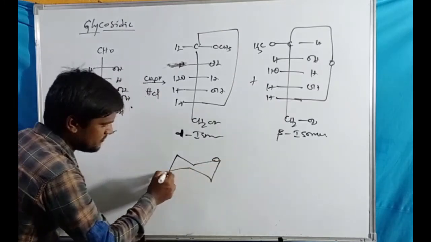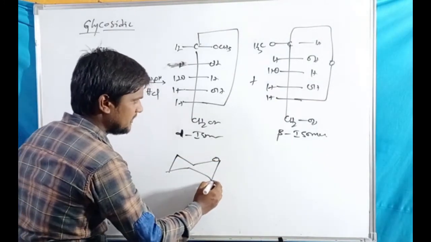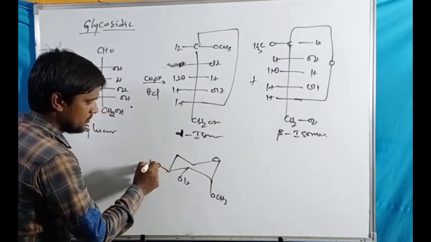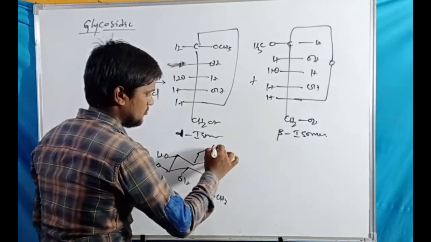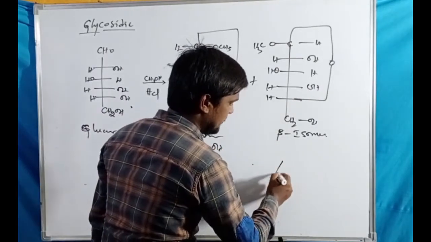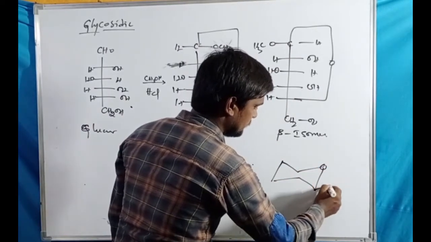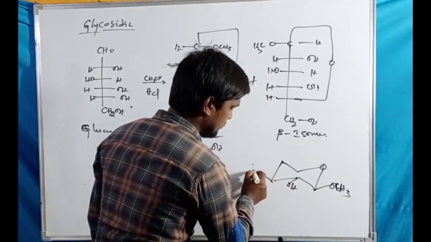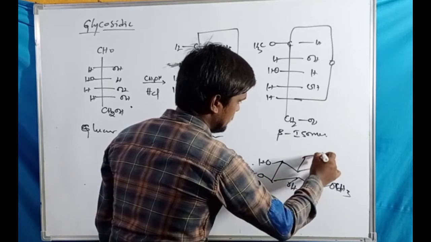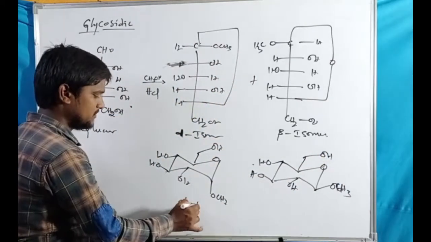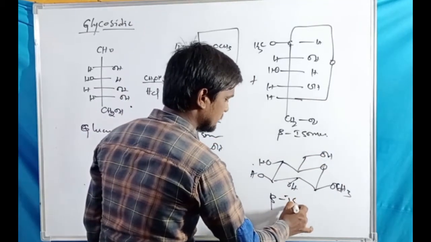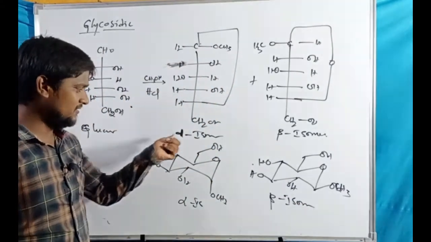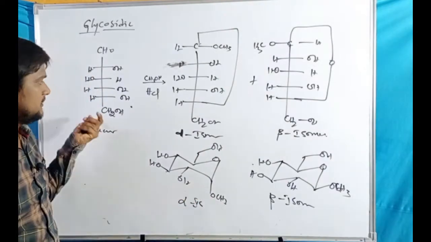Now let us convert these products into the cyclic chain form. Here it may be the alpha isomer, that is the bottom side OH. Now here is the beta isomer, OCH3, OH. This is the alpha isomer, and this is the beta isomer. Now here we have 1, 2, 3, 4, and this is the fifth one in the starting position.